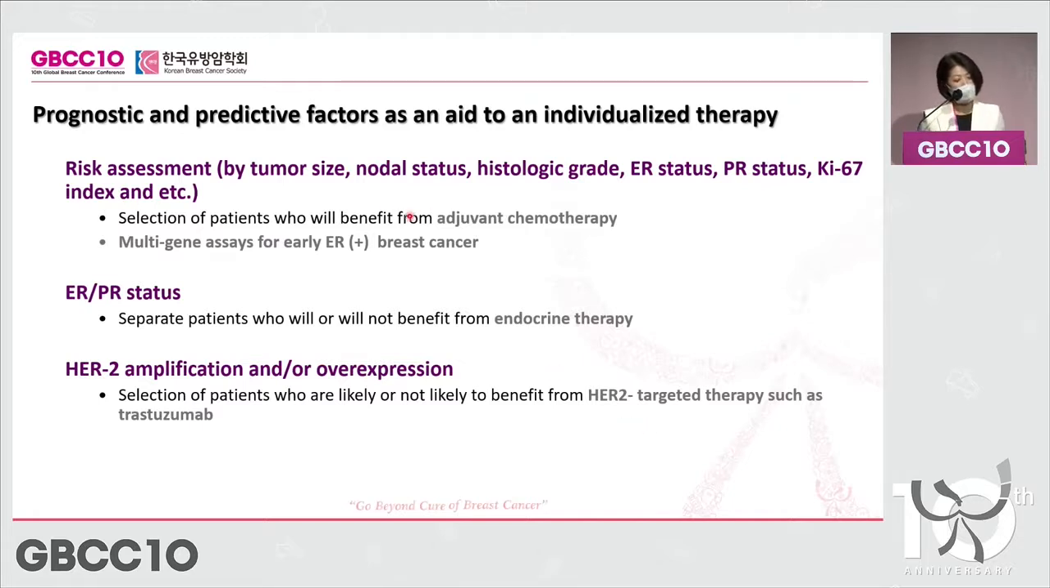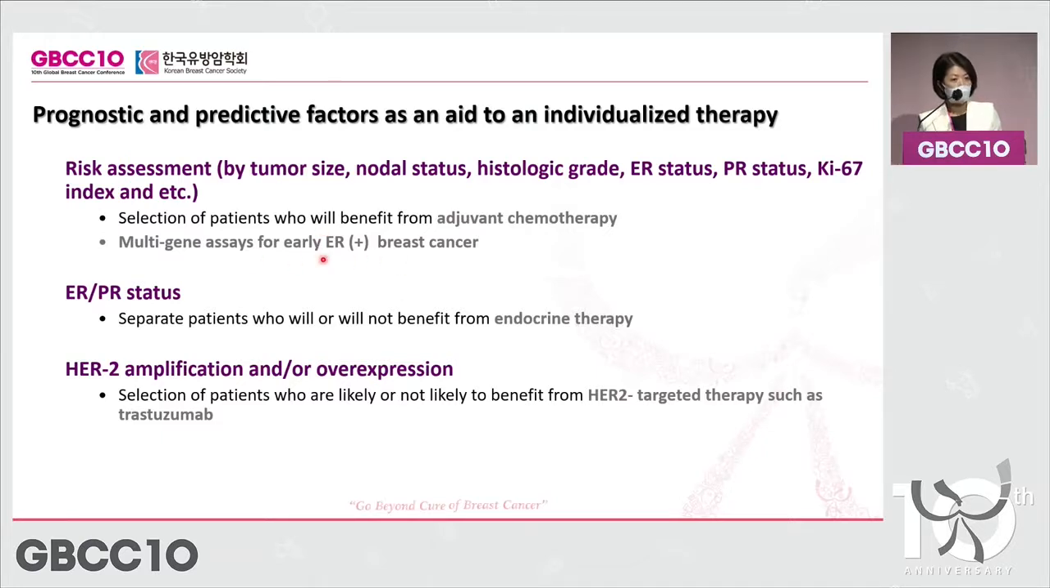Why do we do this? The tumor size, whether there is metastasis or not, those types of assessments will allow the clinicians to decide whether the patient will require additional treatment going forward or not.